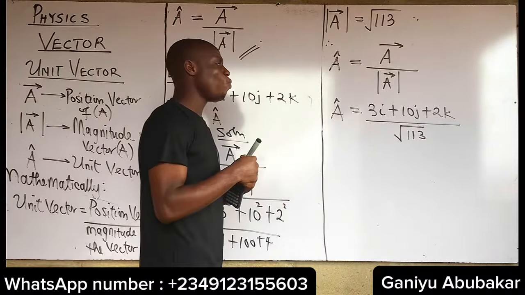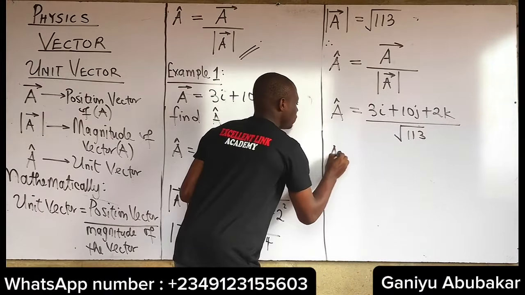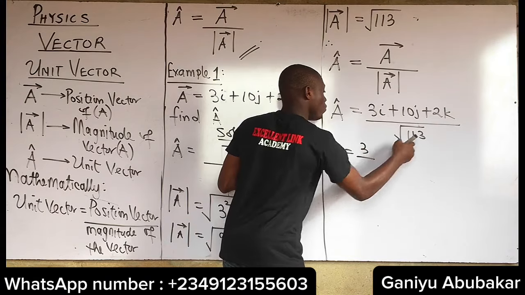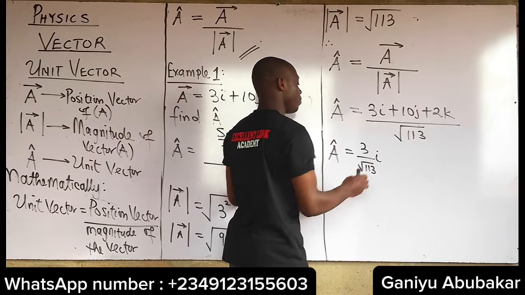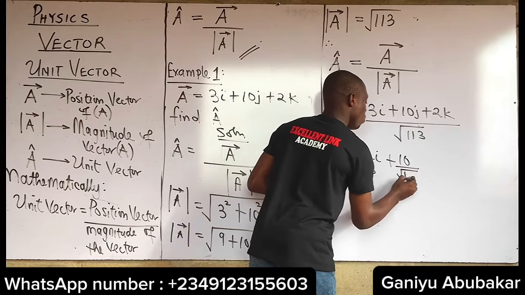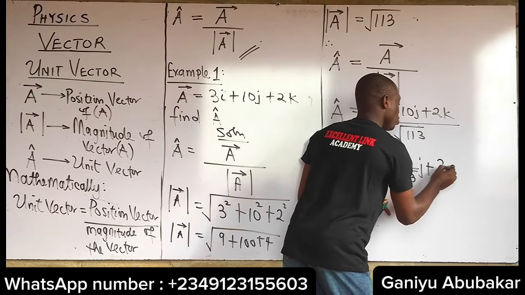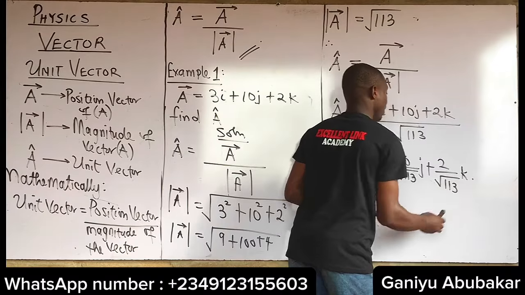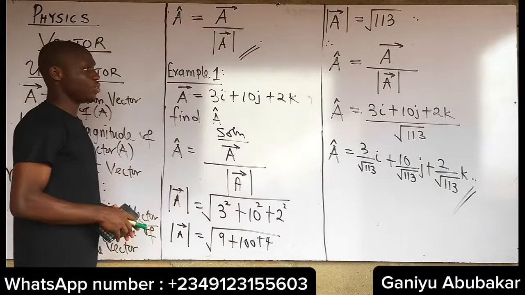As you can see, I can't leave my answer this way. It's not well expressed. So my next task is to simplify this. I'll have that the unit vector of A is equal to 3 all over root 113, then I put i here, plus 10 all over root 113, then I put j here, plus 2 all over root 113, then I put k here. This is the unit vector for this question.